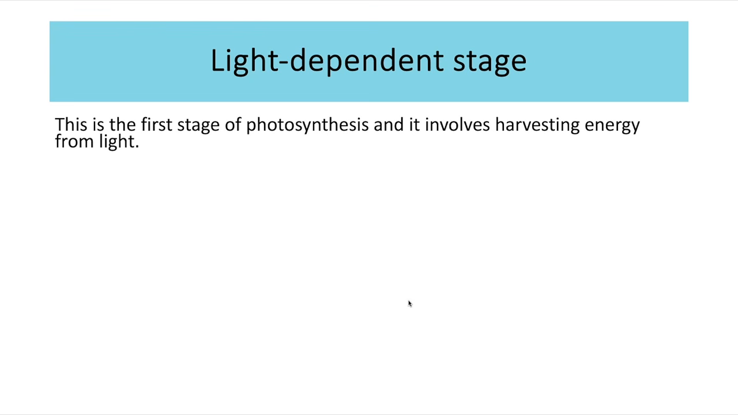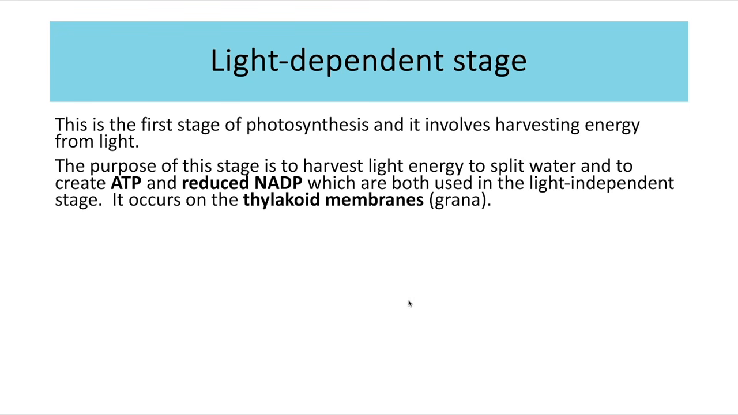And it begins with the light-dependent reactions. And this involves the harvesting of energy from light. And the purpose of this stage is to use that light energy to split water and to create ATP and the reduced coenzyme NADP, which are then needed in the subsequent stages of the light-independent reactions. Now, the light-dependent reactions happen on the thylakoid membrane, or the grana, which is the stacks of those membranes.